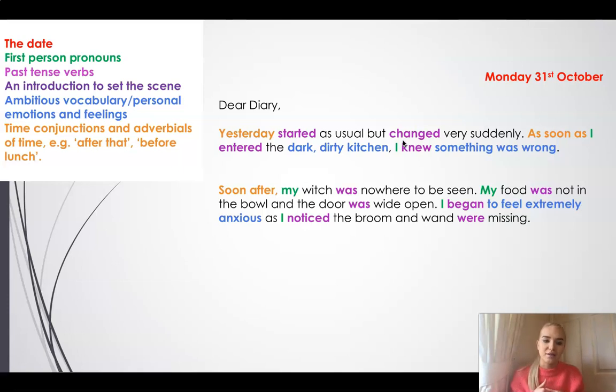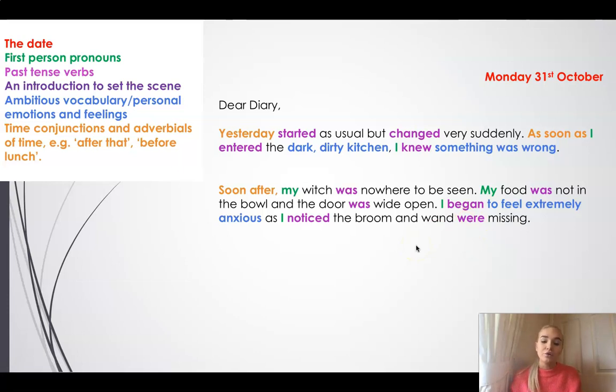But my past tense verb for that word know would be knew. So I can highlight that too. I've also spotted here my past tense verb was, because that is a verb too. My which was nowhere to be seen. And then I also spotted began, noticed another past tense verb with ed on the end, and were. So those are all my past tense verbs.